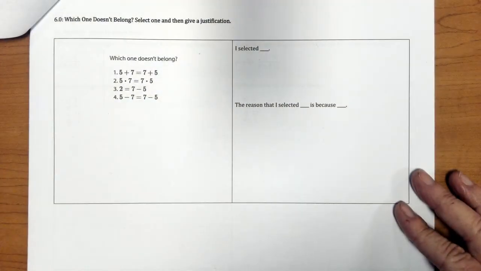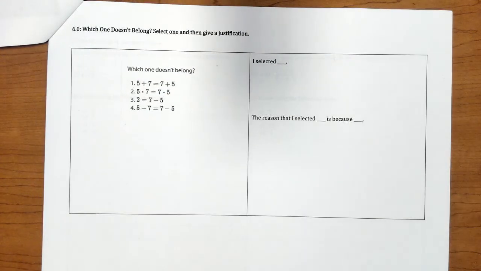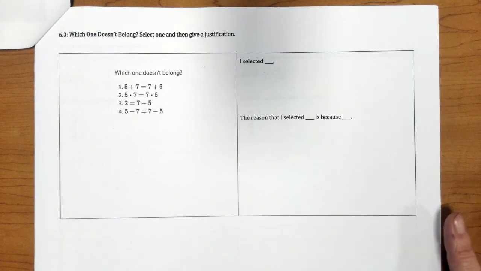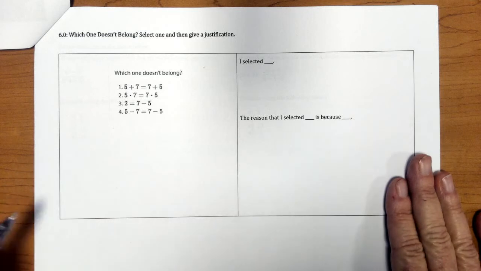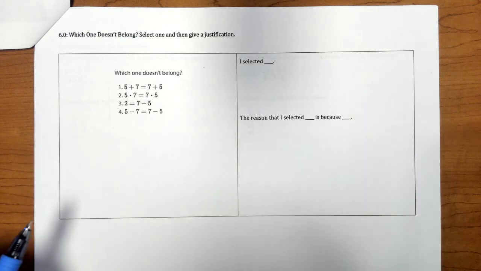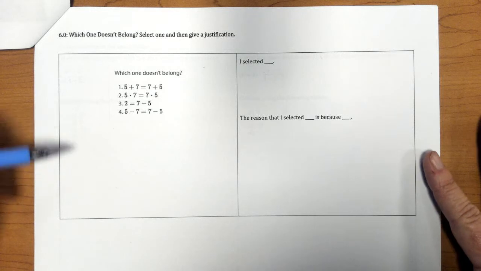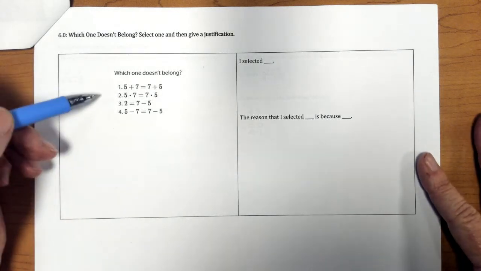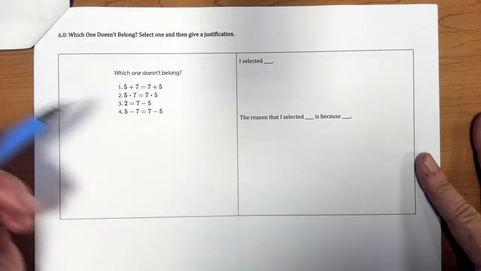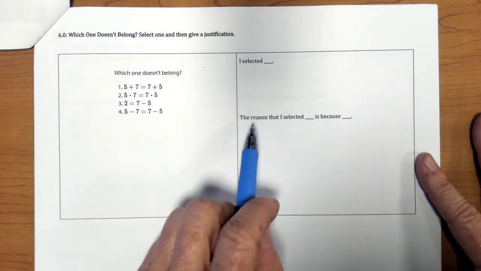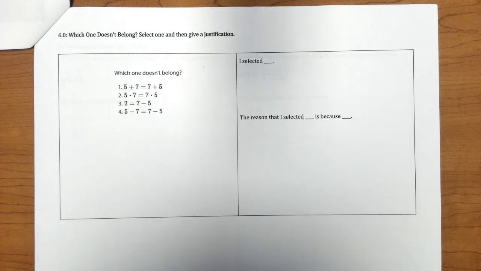Okay, so this very first thing is a which one doesn't belong. You're going to notice that you've got 4 equations right here. And I want you to be able to state or choose one that you feel doesn't belong in this group. And you're going to indicate which one you select, 1, 2, 3, or 4. And I'd like to know the reason why you selected it. So go ahead and pause the video and do your which one doesn't belong.